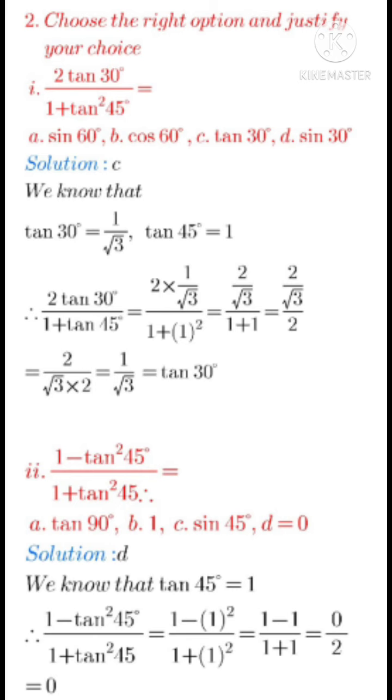Second question: choose the right option and justify your choice. First one in that: 2 tan 30 by 1 plus tan square 45. The options are A, sin 60; B, cos 60; C, tan 30; and D, sin 30. So our correct solution is C. Let us see why it is C.